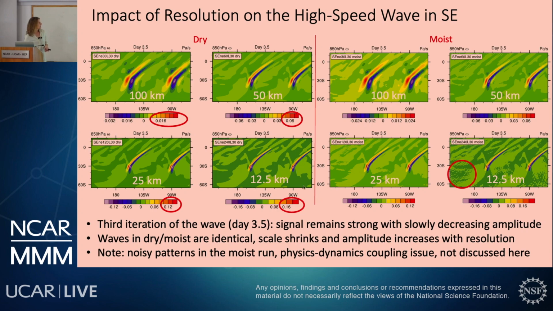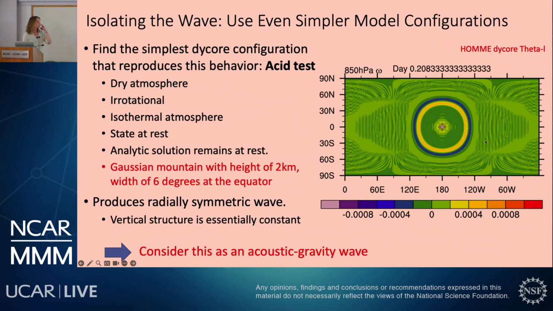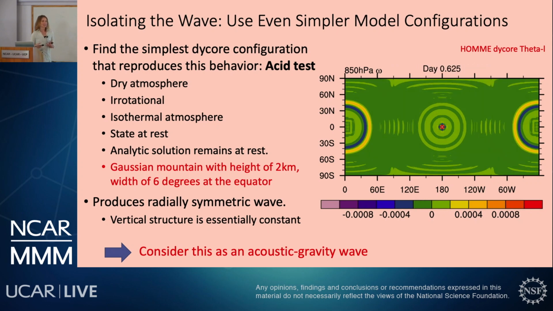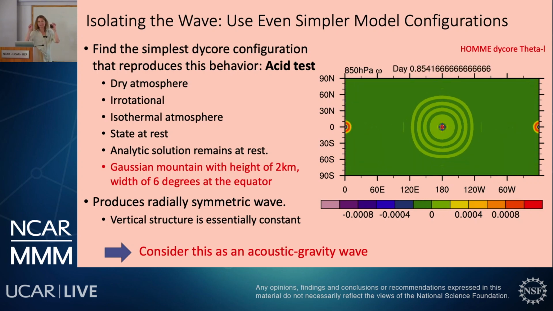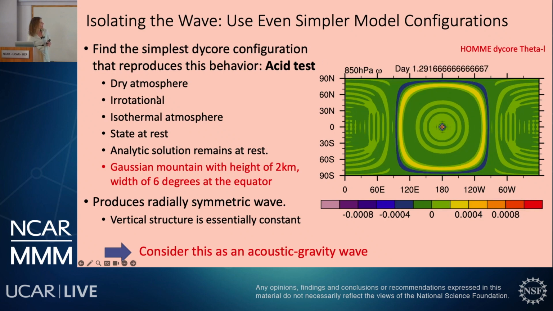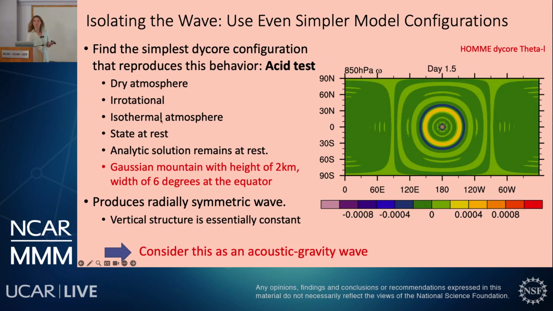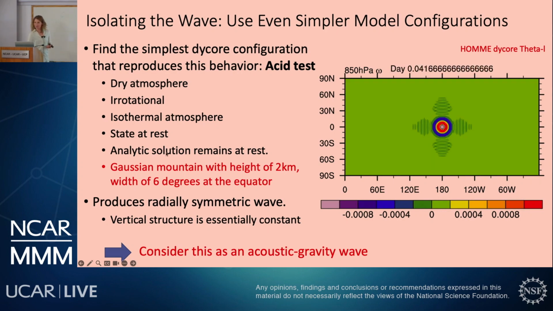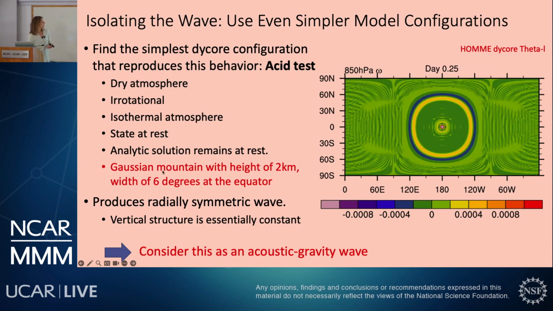Okay, let's dig in a little bit. Also, we see, not focusing on that, some noise developing, which is a very different issue. All right, we thought we can mimic that in a really idealized configuration, even more idealized than baroclinic waves. And what I mean by that is this acid test. Here's the recipe: a dry atmosphere, doesn't rotate, isothermal, state at rest, no wind. It has an analytic solution, which is nothing. Yeah? And then we put in a mountain.